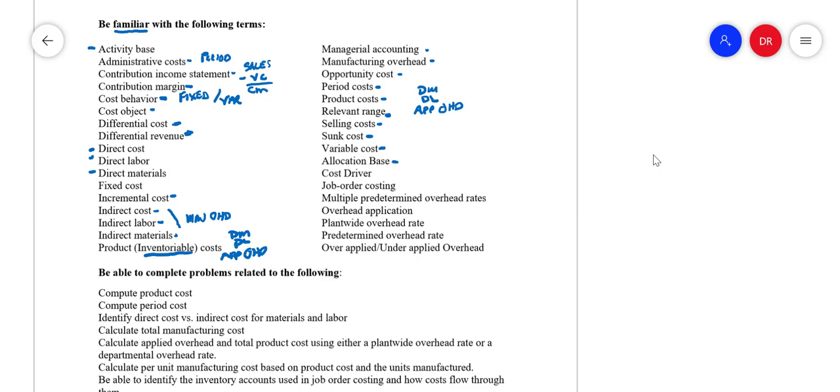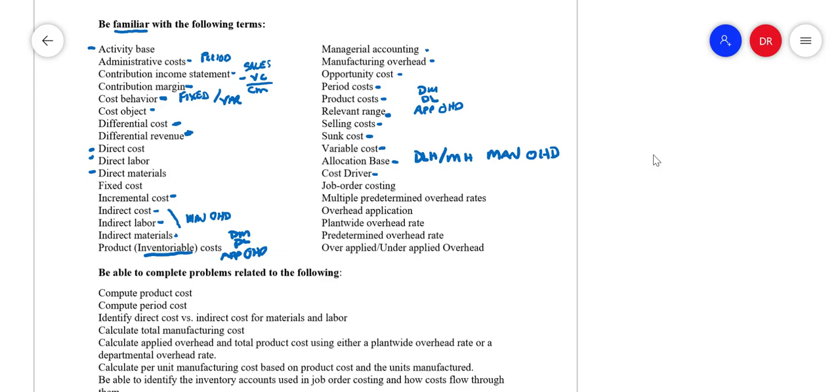The allocation base is very similar to an activity base. So an allocation base that we're using here, although an activity base is broader than this definition I'm about to give you, the allocation base we use in these chapters is going to be either direct labor hours or machine hours, and those are used to allocate manufacturing overhead. So what we're doing is we're calculating an overhead rate based on direct labor hours and machine hours, which is the allocation base, and then applying overhead on that.